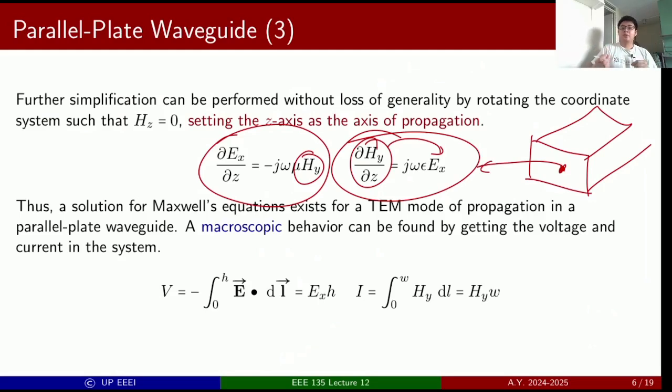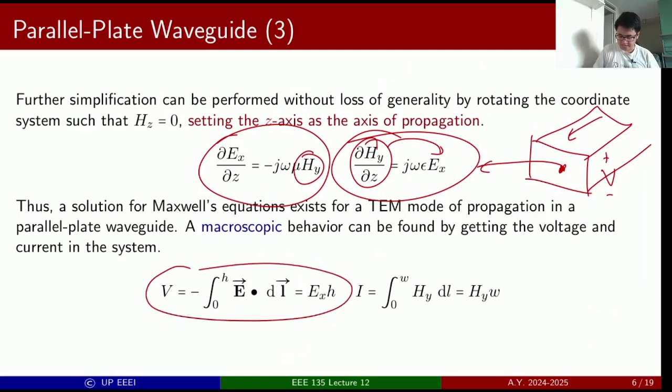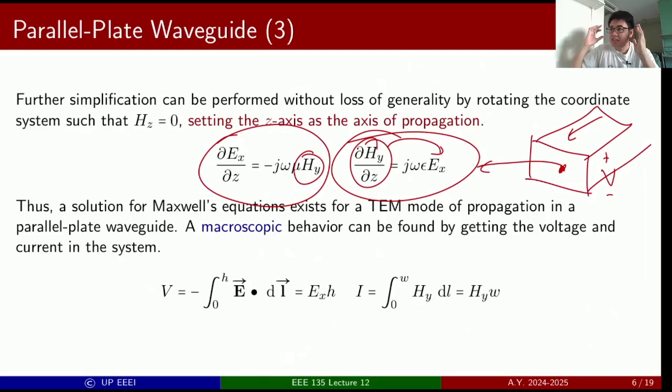We can solve for a macroscopic behavior by getting the voltage and the current, the total current that passes through your parallel plate waveguide. The voltage can be solved by getting the negative integral of E dot dl. This is your voltage equation, or the definition of the voltage from way back in lecture 4 or 3, if I remember correctly. The other one is how we define the current, but it's a little bit of a jump to get from there to here.